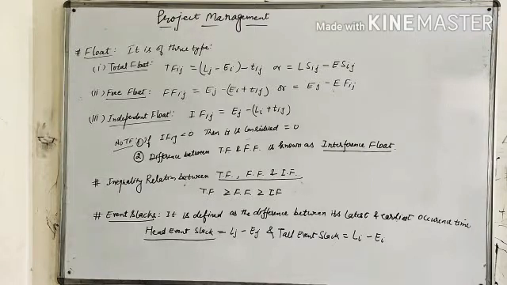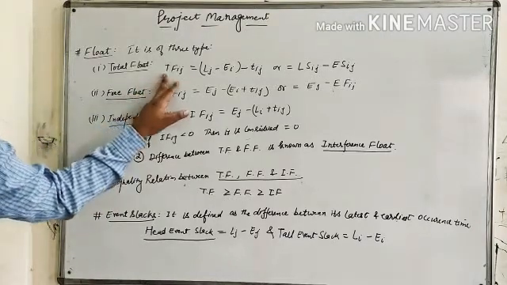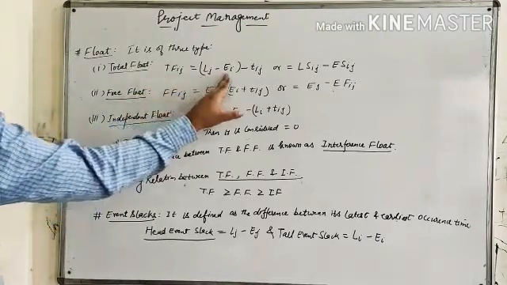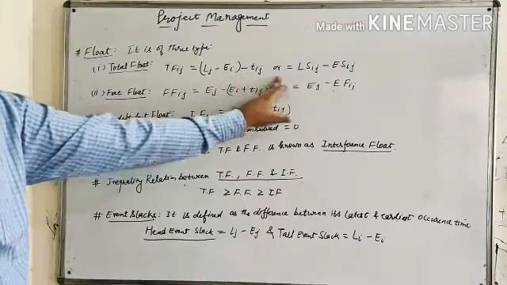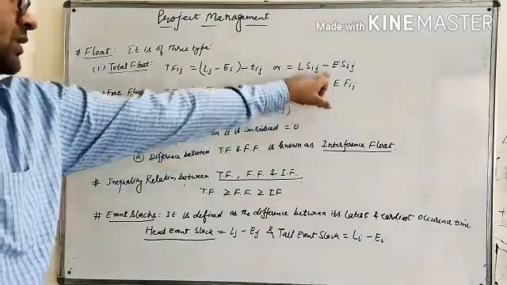That is, the total float of an activity is equal to the difference of its latest and earliest start time, or the difference of its latest and earliest finish time, and it is defined as TFij equals Lj minus Ei minus Tij, or LSij minus ESij.